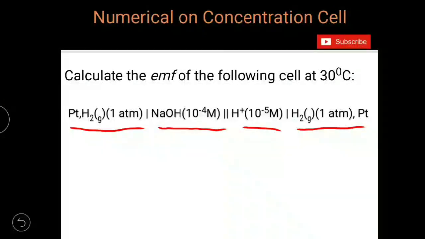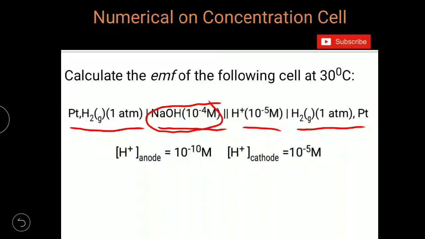Here in anode, the electrolyte given is NaOH whose concentration is 10 power minus 4 molar. So OH minus ion concentration is 10 power minus 4 here, and H plus concentration will be how much? 10 power minus 10, because in ionic product in any of the aqueous solution, the product of H plus and OH minus ion concentration is equal to 10 power minus 14. Here OH minus concentration is 10 power minus 4. So H plus concentration will be how much? 10 power minus 10. So H plus ion concentration in anode is 10 power minus 10, and in cathode H plus ion concentration is 10 power minus 5.